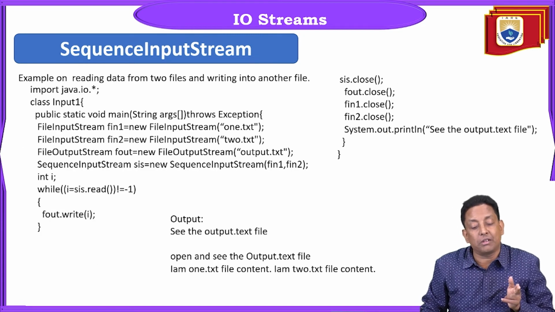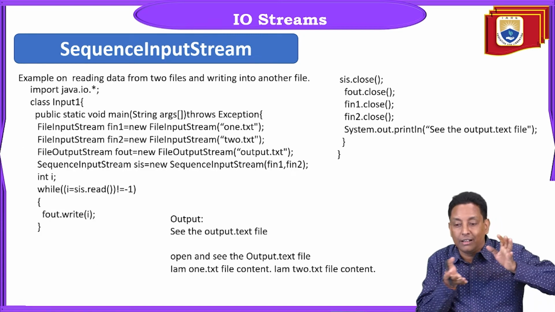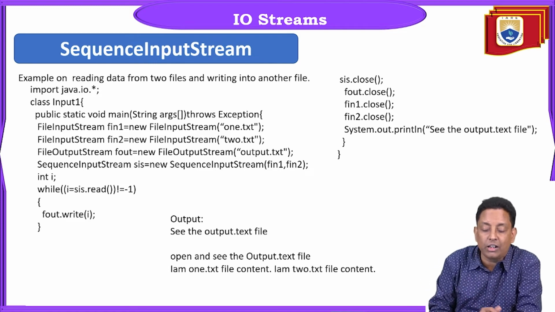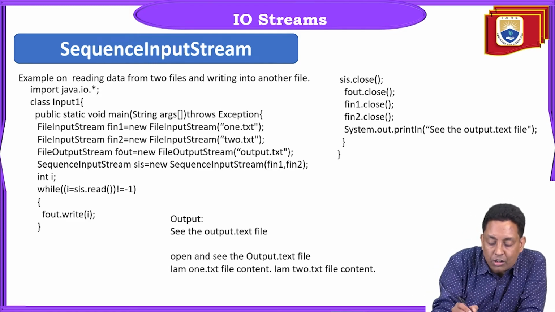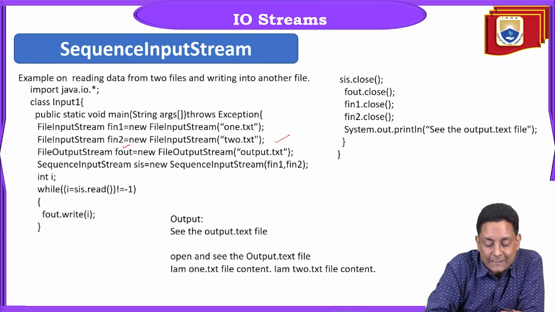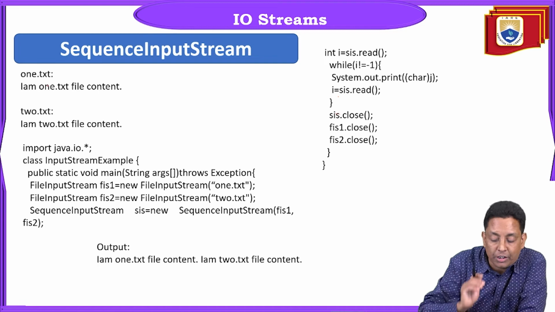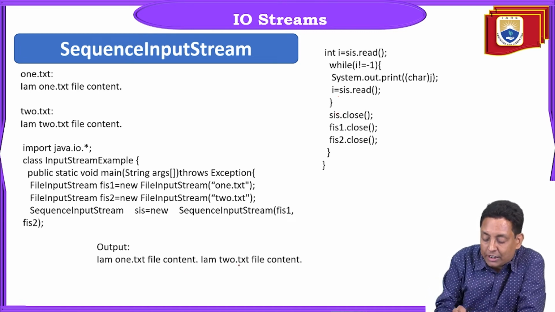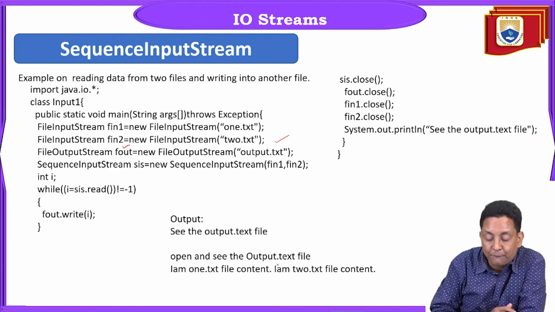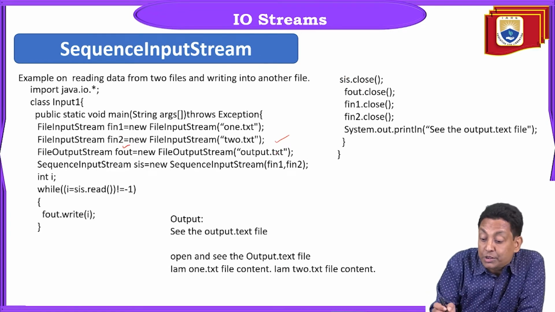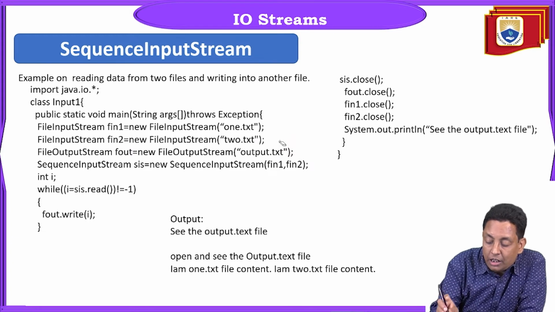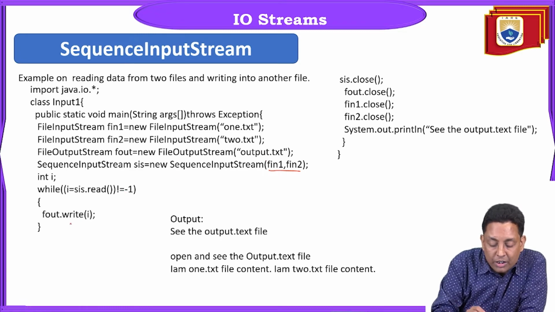The next program is reading from two files and writing into another file. Here, we additionally created one more object, a file output stream object pointing to output.txt. The two files are read, and the final output will be written on the console like this. Both input stream objects are given as arguments to the sequence input stream class constructor, and a sequence input stream object is created. The first byte is read. If that byte is not equal to -1, which means it is not the end of the stream, write it into output.txt.